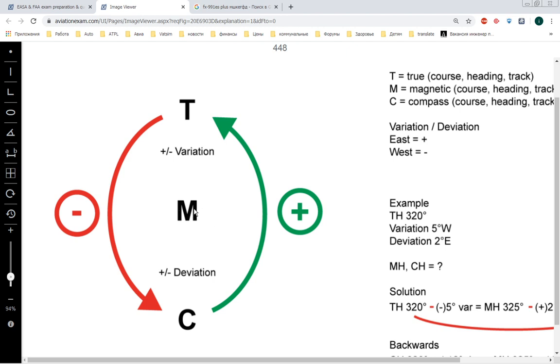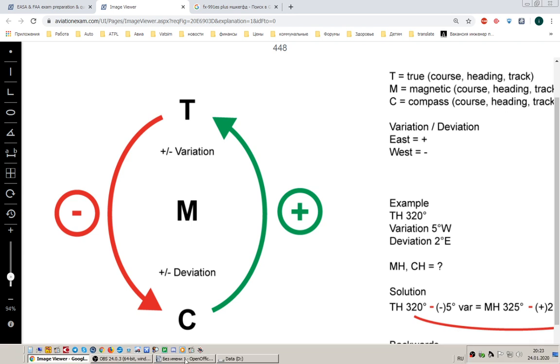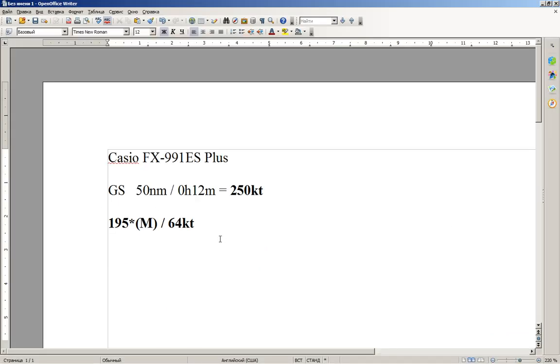So we have 195 magnetic, 195 magnetic plus minus 5. Here is the number, here is the answer.